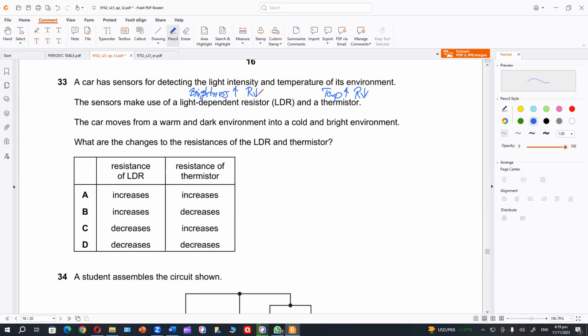It's moving into a cold environment, so temperature decreases, and a bright environment. So when it enters a bright environment, what will happen? In a bright environment, resistance of the LDR decreases. So either it is C or D, but it is cold, so temperature decreases. Resistance will increase.